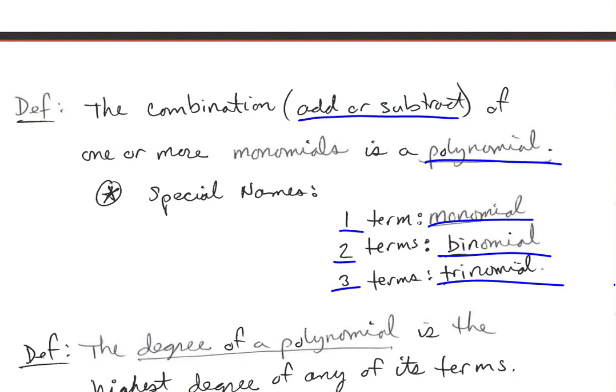Anything beyond this number of terms, we don't have a special name for. Like we don't call a four-term polynomial a quadrinomial, though you may have guessed that. We just call it maybe a four-term polynomial or a 25-term polynomial. But these three names are just the special reserved words for these types.